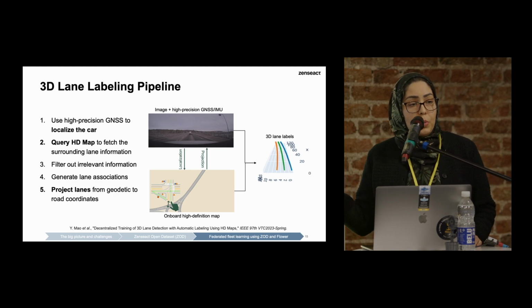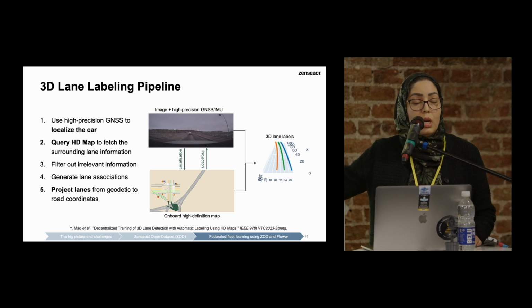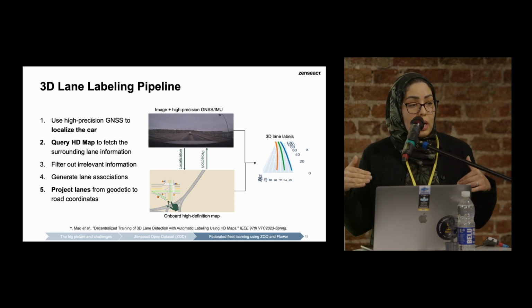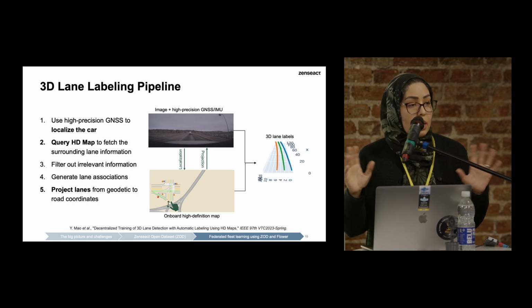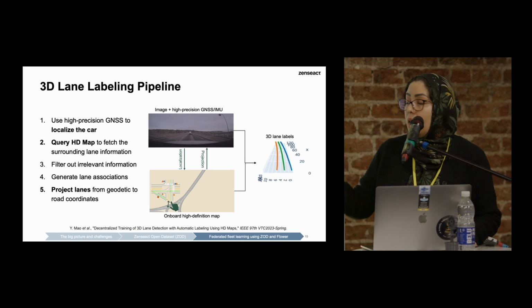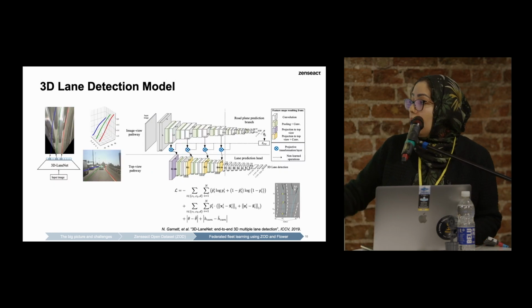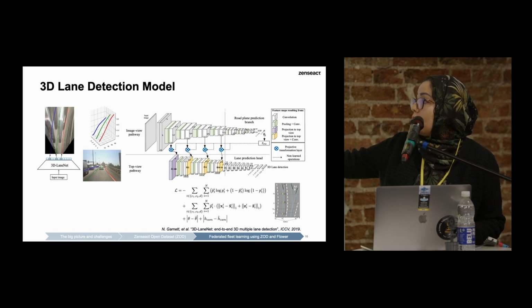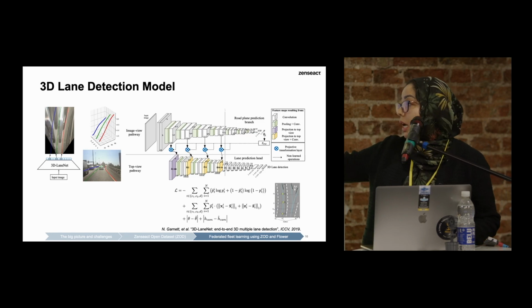In a research project, we actually did that, and we used a high-precision GNSS sensor. We localized the car, used that information to query the map around that position, and then filtered and kept just the relevant lane information. Then we projected that back into the road coordinates, and we end up with 3D lane labels, as you can see here. With that, we can train an end-to-end 3D lane detection model, something like this one, for instance.